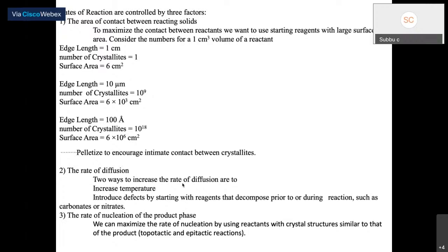Then the second one is, the moment you try to decrease the particle size, you are inadvertently making some defects. Defects are nothing but some kind of crystallographic defects in this case. Okay, so those defects you are bringing up to the surface, so these defects will act as the nucleation centers, or they will facilitate the nucleation.